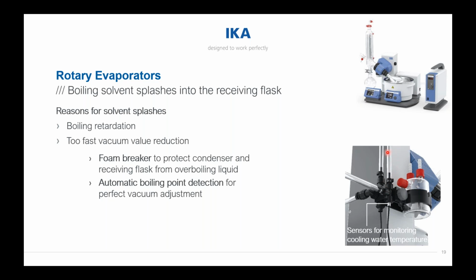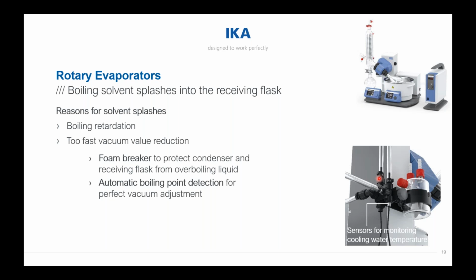It works like this on the back of the evaporating system. If you look here on the back, you can see this setup. The cooling water which goes inside the condenser is measured. The temperature of the cooling water is measured with these two sensors. We have one sensor for the cooling water before it enters the condenser, and one sensor after the condenser. Then we can check the temperature difference between the cooling water before and after the condenser. With this temperature difference, we can determine if your solution is boiling at the moment.